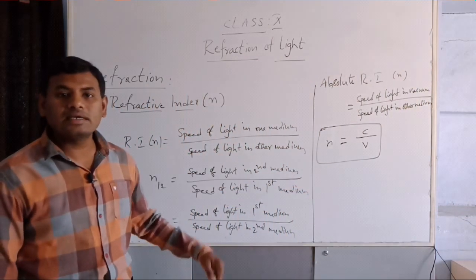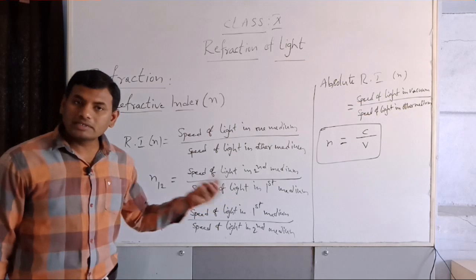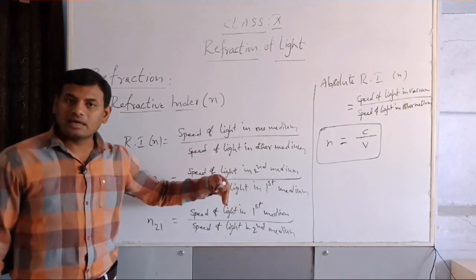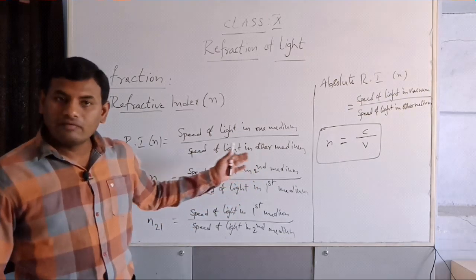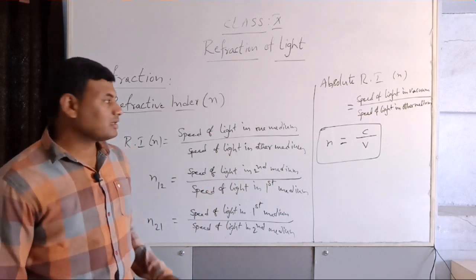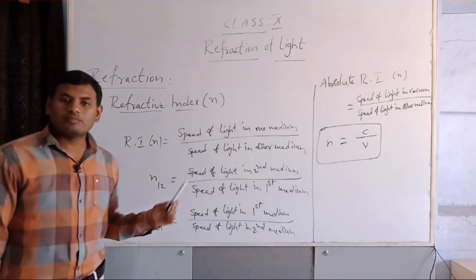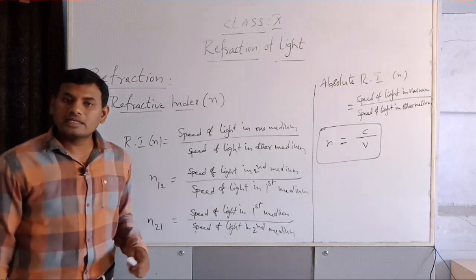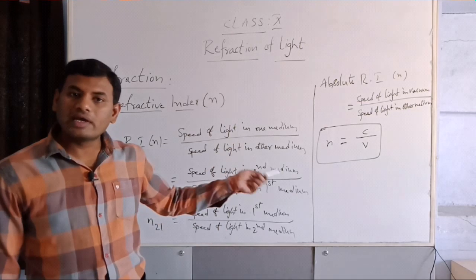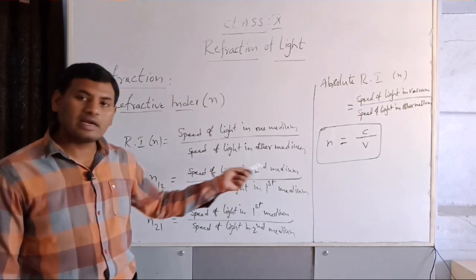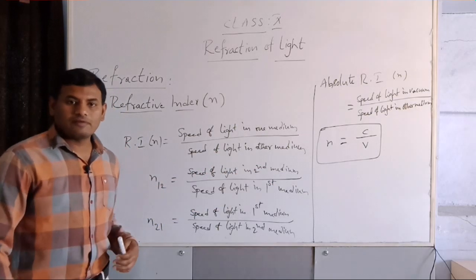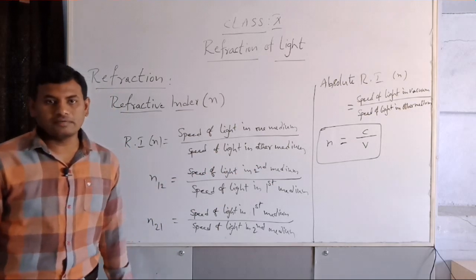From this we can say how much the speed of light is decreasing or increasing, or by how much the ray of light is bending when it is traveling from one medium to another, whether from rarer to denser or denser to rarer, by how much value its speed is decreasing, or by how much the ray of light is changing its path.